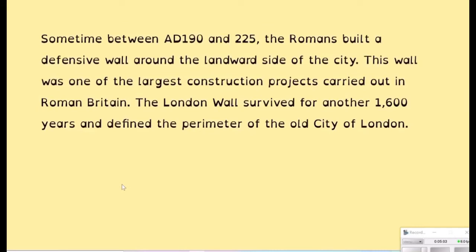Sometime between AD 190 and AD 225, the Romans built a defensive wall around the landward side, so that's the land side, not the water side, of the city. This wall was one of the largest construction projects carried out in Roman Britain, and the London Wall survived amazingly for another 1,600 years, and it defined the perimeter of the old City of London. Parts of that wall can still be seen today in London. If you go to the Museum of London, they have got parts of that wall actually as part of their museum. Another reason to visit London after lockdown.